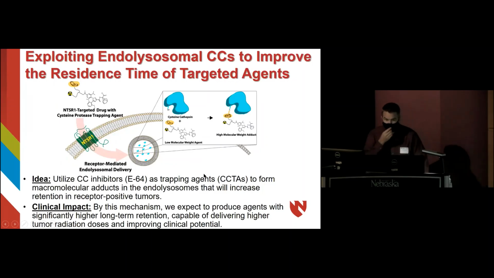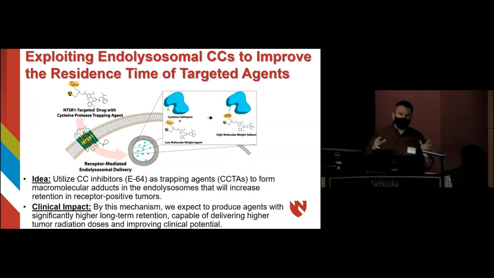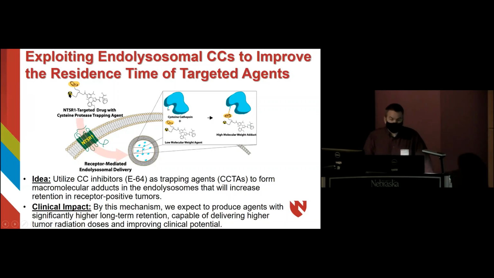And so our overall idea is to try to combine NTSR1 targeted drugs, or receptor targeted drugs in general, with this cysteine cathepsin inhibitor, or trapping agents as we call it. So mechanistically, I'll talk you through it here. So here we have our NTSR1 targeted drug. This is our targeting vector. Of course, we have a radionuclide attached. We've included in this little cartoon a trap. So this would be our E64-like inhibitor. So this would be able to bind to cysteine cathepsins.